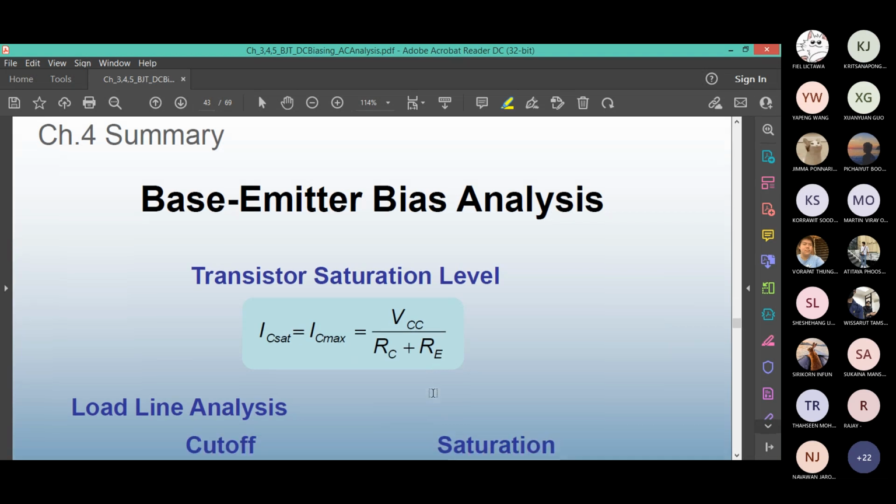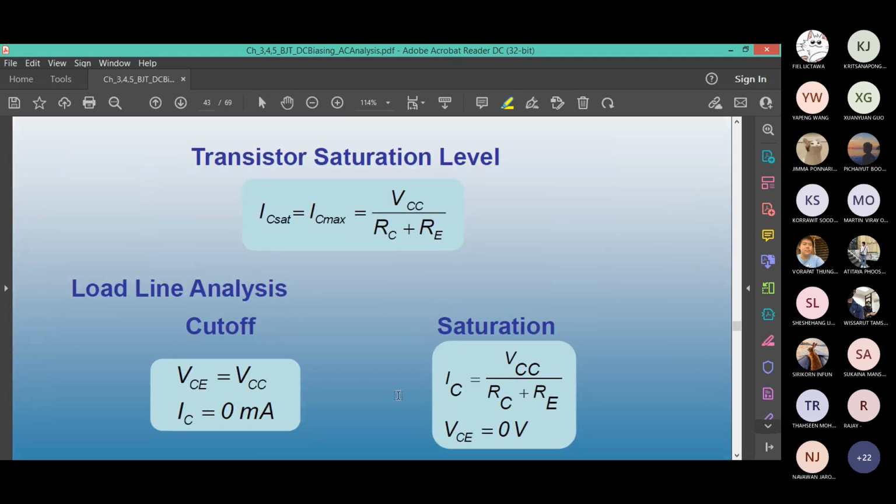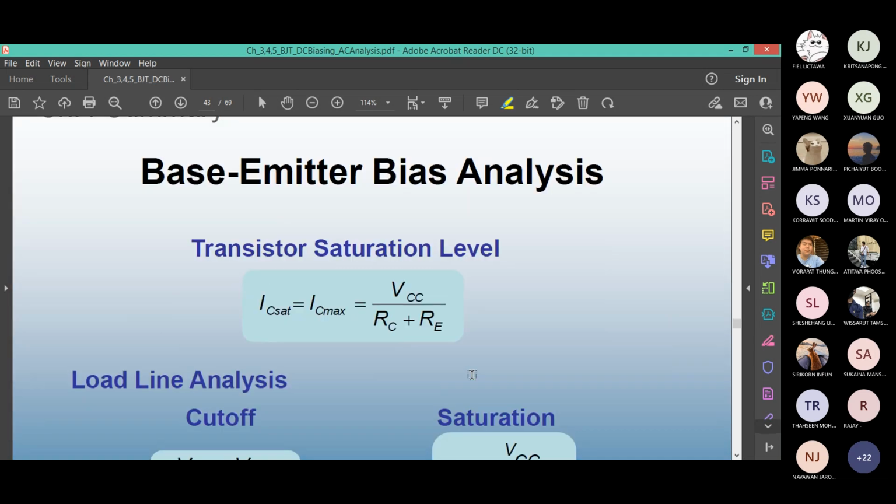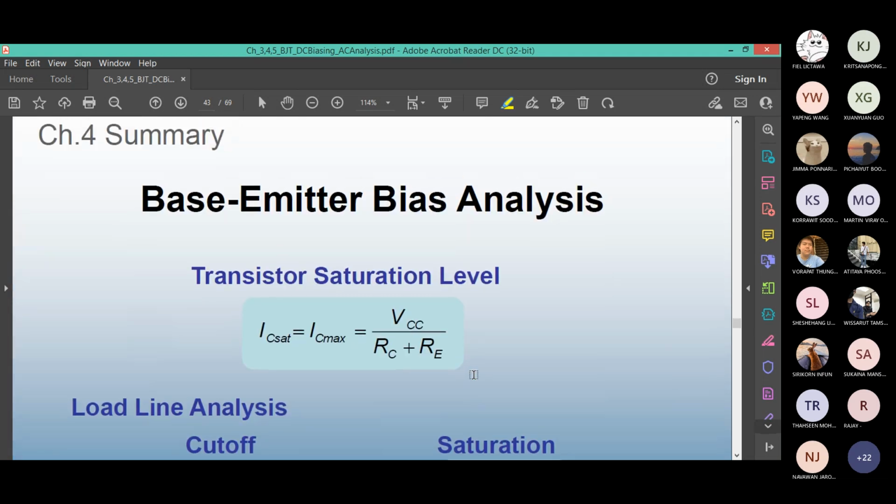We have done this so many times before. Just set current to 0, find the voltage, and then set the output voltage to 0, find the current, cutoff, and saturation. You can then solve the problem just like the other bias circuits.